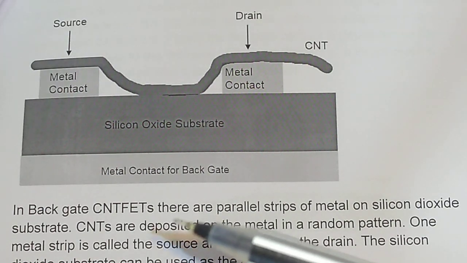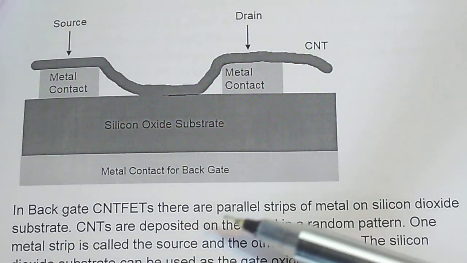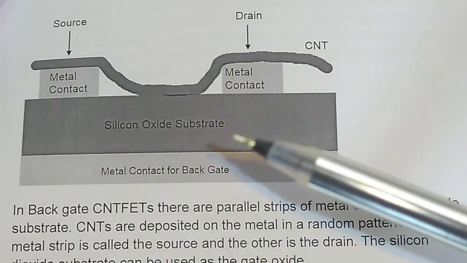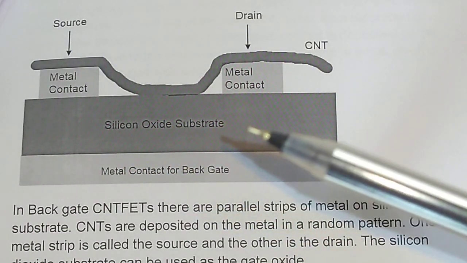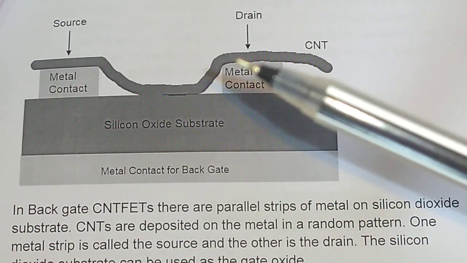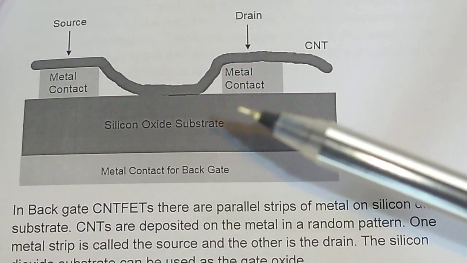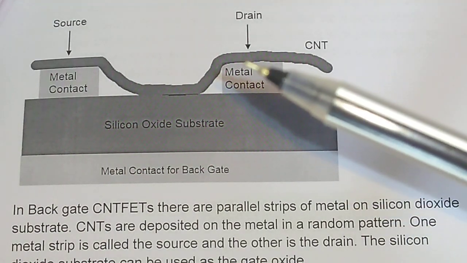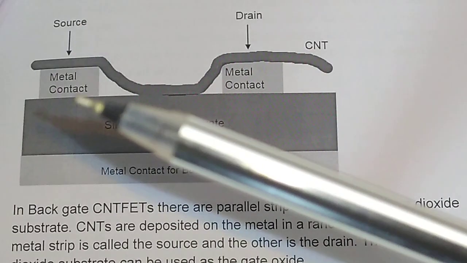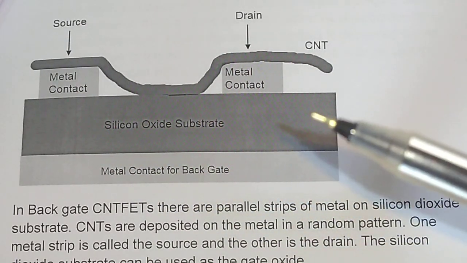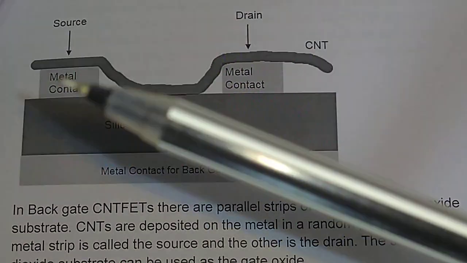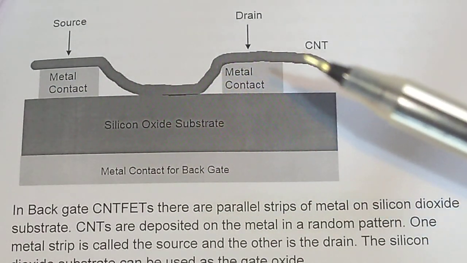In back gate carbon nanotube field effect transistor, there are parallel strips of metal on a silicon dioxide substrate. This is the silicon oxide or silicon dioxide substrate, and on the surface of this silicon dioxide substrate you have metal strips. These are all metal strips, and on the surface of the metal strips you have the carbon nanotube. See, this is the carbon nanotube.